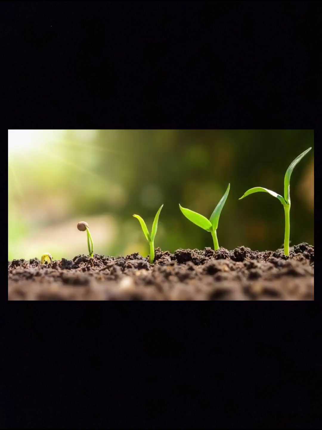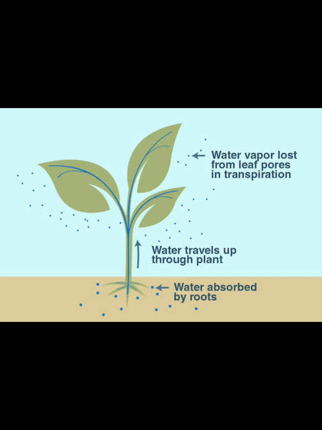Now let's shift our focus to the role of plants in the water cycle. Through a process known as transpiration, plants absorb water from the soil through their roots. This water then travels up the stem and eventually evaporates through tiny openings in their leaves called stomata, releasing water vapor back into the atmosphere.